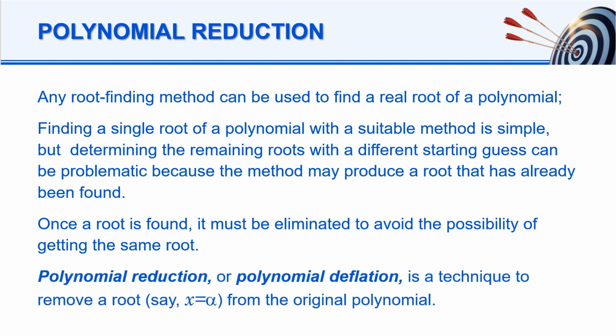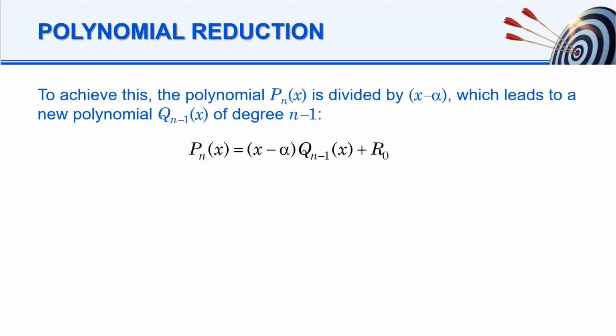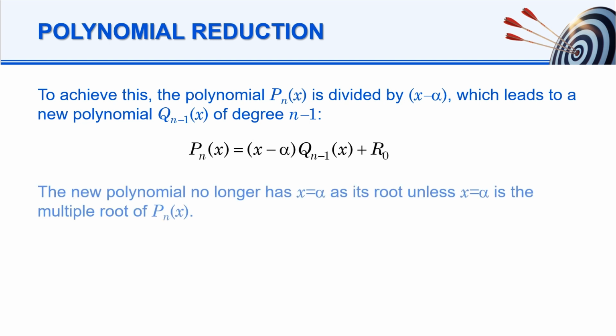Polynomial reduction, or polynomial deflation, is a technique to remove a root, say, x equals alpha, from the original polynomial. To achieve this, the polynomial p sub n of x is divided by x minus alpha, which leads to the quotient polynomial q sub n minus 1 of x of degree n minus 1. This new quotient polynomial no longer has x equals alpha as its root unless x equals alpha is a multiple root of p sub n of x.